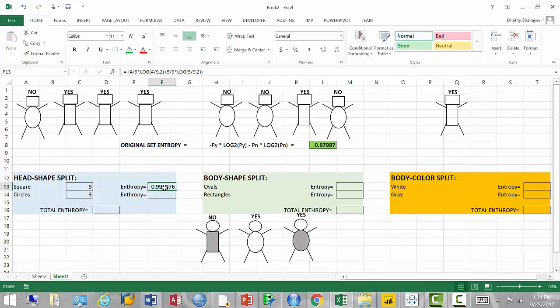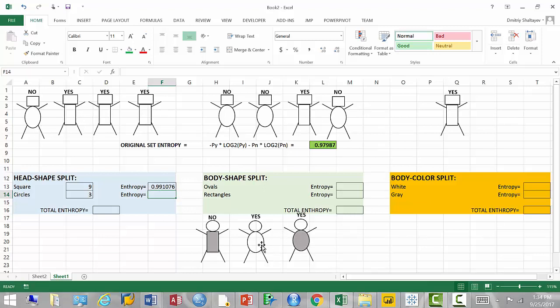Actually, it's even higher than I had before, for some weird reason. Did I do it right? 5.9 and 4.9. Yep, looks like I did it right. Okay, cool. So that's a high entropy set, because the split is almost half and half. Completely disorganized.